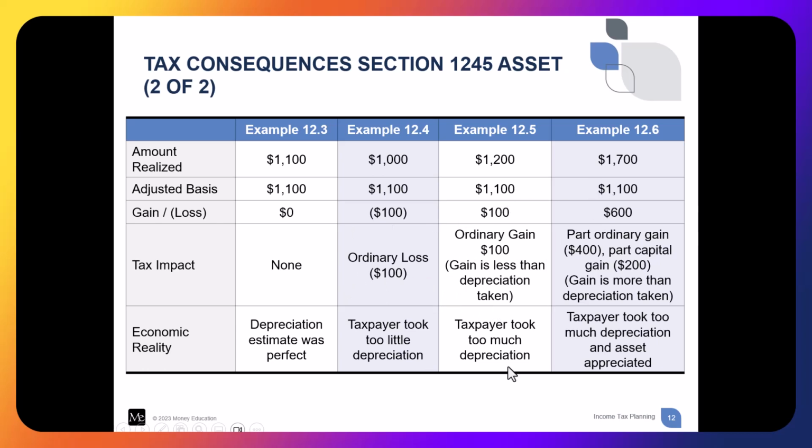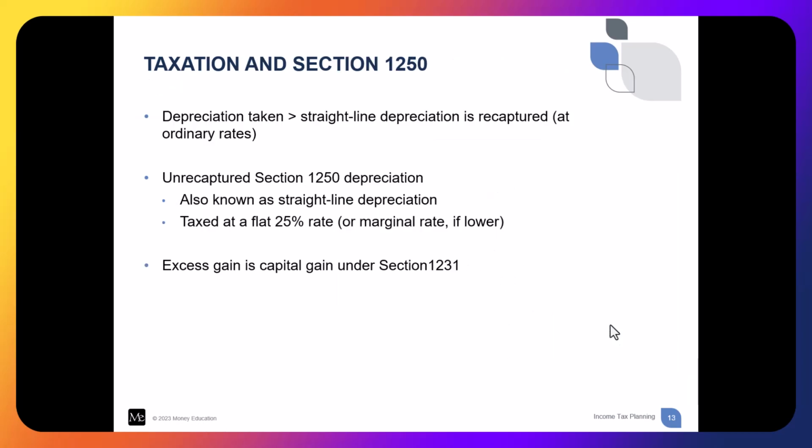The next one is that it was $1,700, adjusted basis was $1,100, so part of it was ordinary, the $400 in depreciation, and part of it was capital because it appreciated. So they took too much depreciation in theory, right? Because technically the asset didn't depreciate at all, and they sold it for more, so there was asset appreciation.